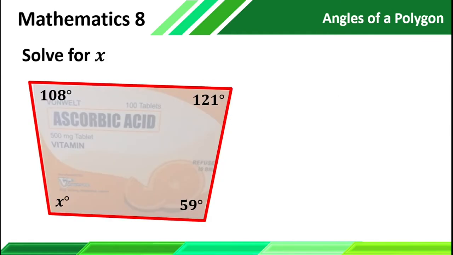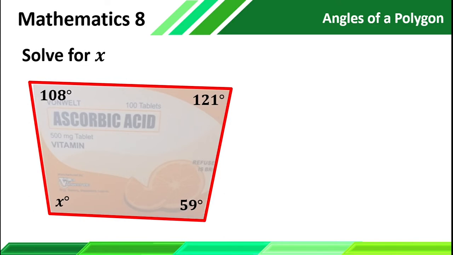Okay, now let's apply this concept in solving for the value of x. So I have here a quadrilateral wherein the interior angles measure as follows. We have 108 degrees, 121 degrees, 59 degrees, and x degrees. So as you can see, there is a missing angle.